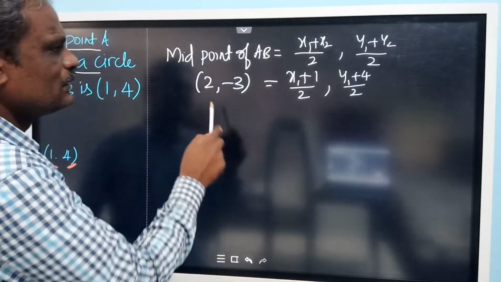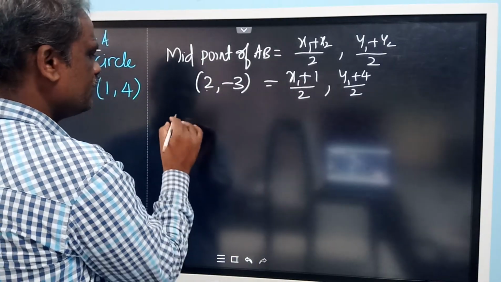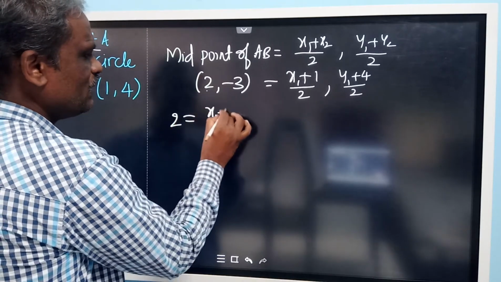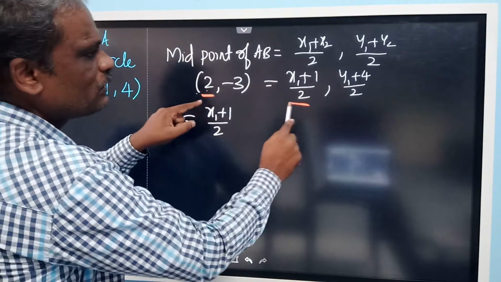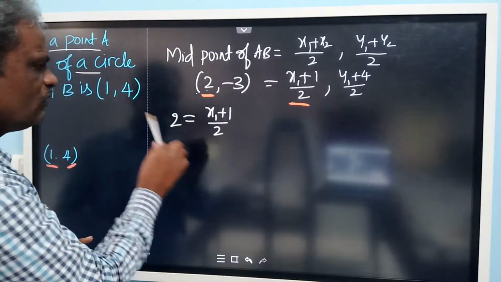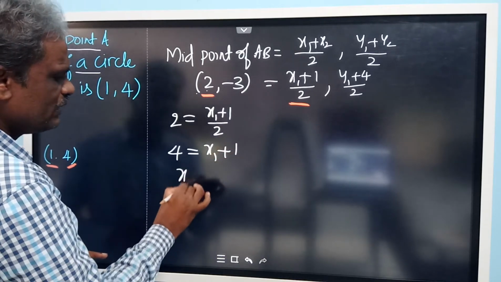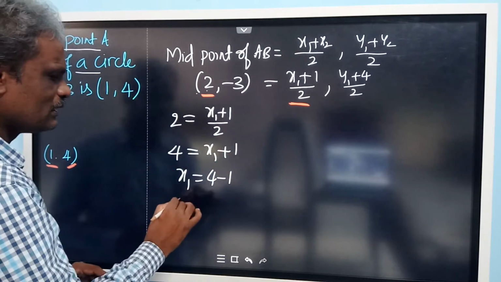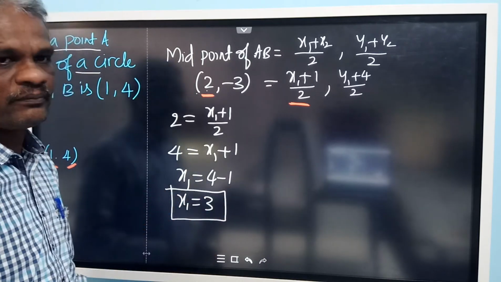Now look at this. Both are equal. Equate the first coordinate: 2 must be equal to (x1 plus 1) by 2. This first coordinate should be equal to this one. Therefore 2 times 2, that is 4, is equal to x1 plus 1. So x1 is equal to 4 minus 1, transfer, x1 is equal to 3. This is the value of x1.